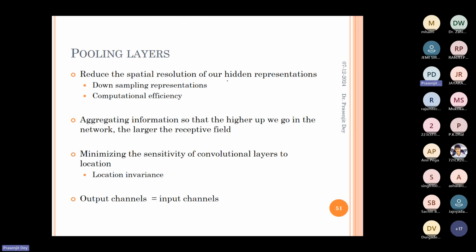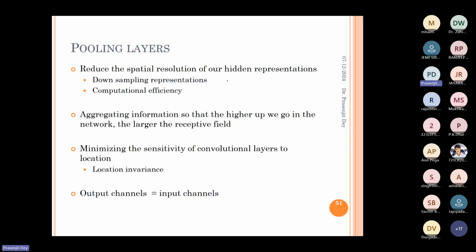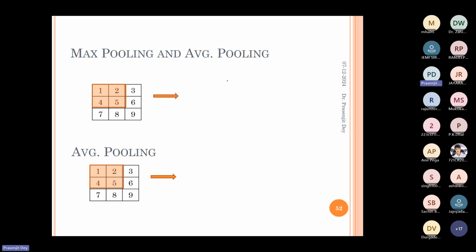Now, there was a very interesting question from a participant: what is the logic of pooling? So pooling, let me explain with an example. After applying the convolution layer in a convolutional neural network, we must use a pooling layer. Now pooling can be of two types: max pooling and average pooling.